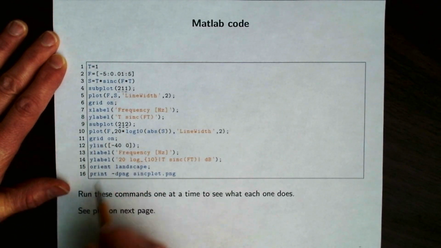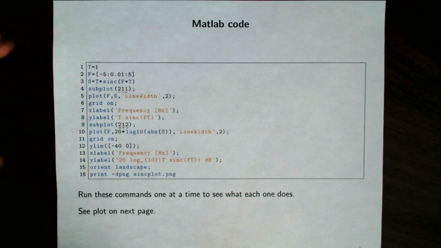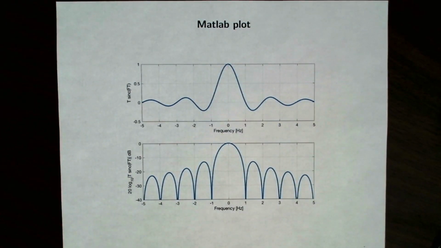I'd encourage you to run each of these commands in sequence and see what they do so that you'll be able to repeat this sort of thing on your own. The last thing that I do is make a plot. So let's take a look and see what that plot looks like. You should see, if you run all of these functions in MATLAB, a figure window with these 2 axes, and you see on the top we have a linear amplitude plot, and at the bottom a log magnitude plot.